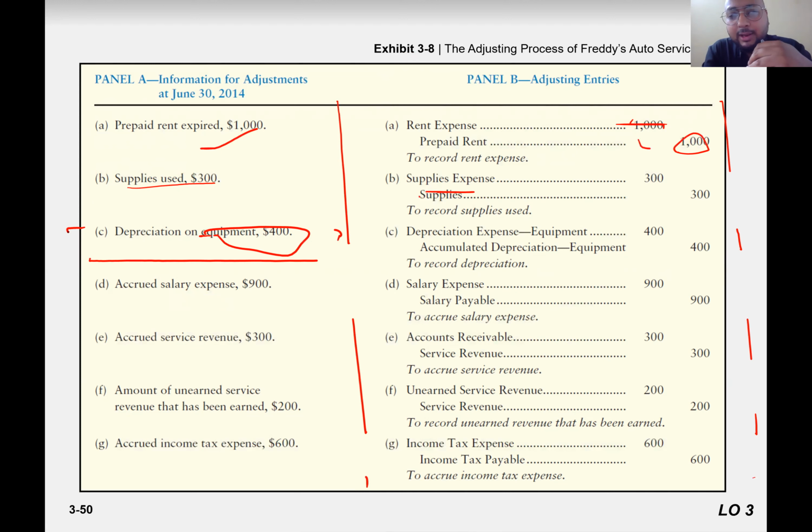Okay, now accrued salary expense 900. Accrued salary, right? Salaries occurred but not paid. Similarly, salary expense to salary payable.